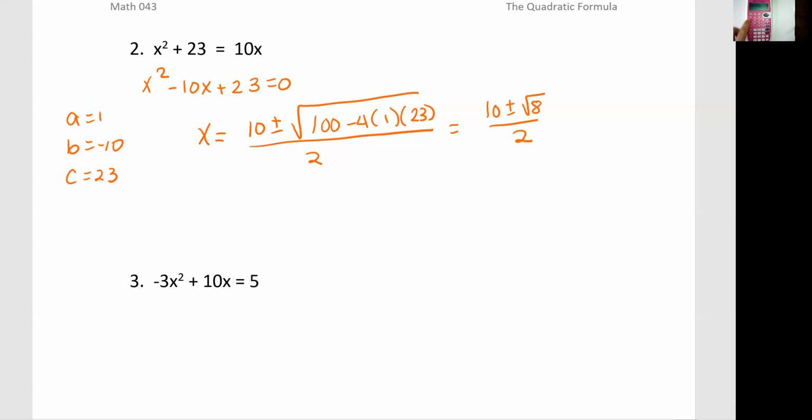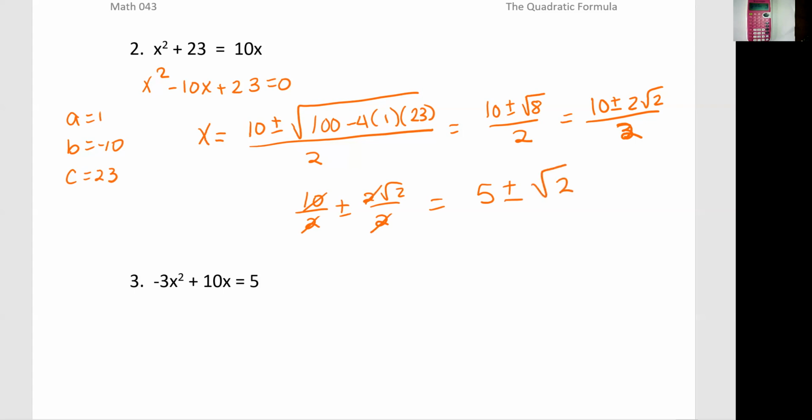We can simplify the square root of 8 to 2 square root of 2. And we need to simplify by dividing each of the coefficients by 2. So what I just said was this. We really have 10/2 plus or minus 2 root 2 over 2. So we can simplify this to 5 plus or minus square root of 2. And that's how we'll leave our answer.